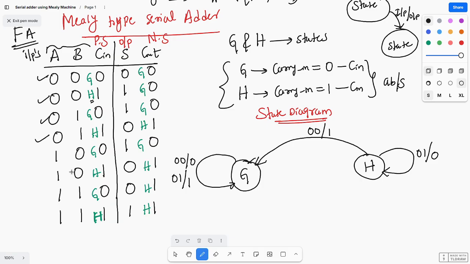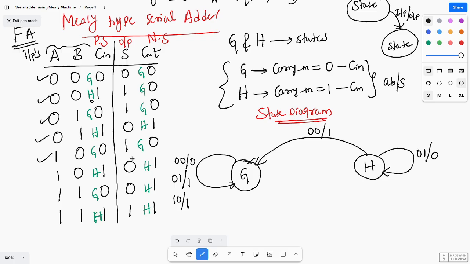This is also over. Next, you are at G. It will be in the same state. What are the inputs? 1,0. And the output is 1. And this is also over. Next, you are at H. What is the next state?